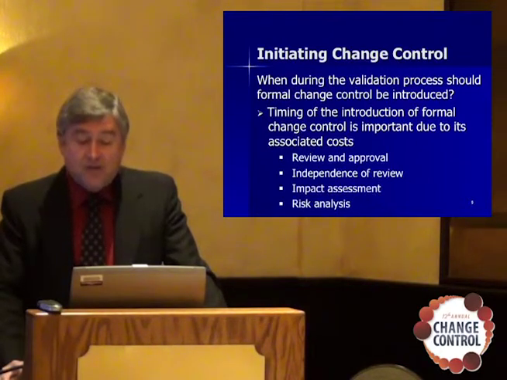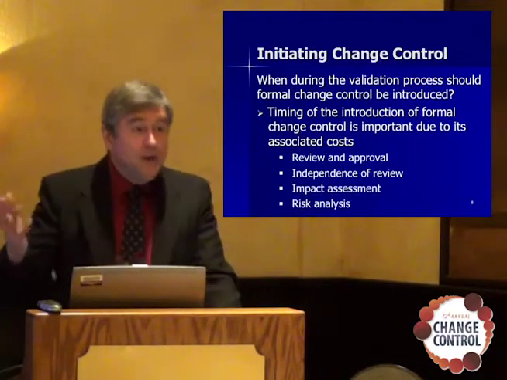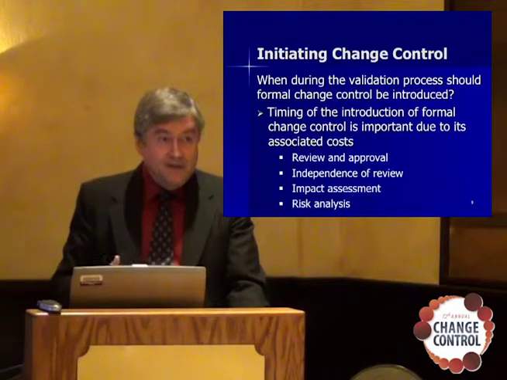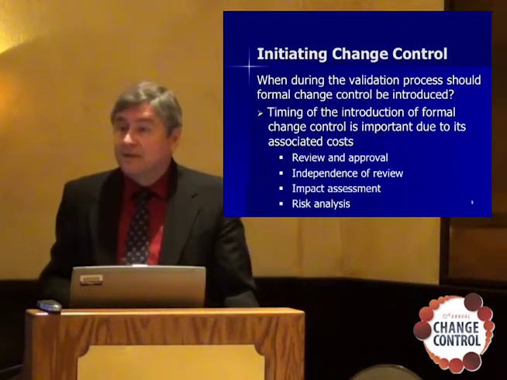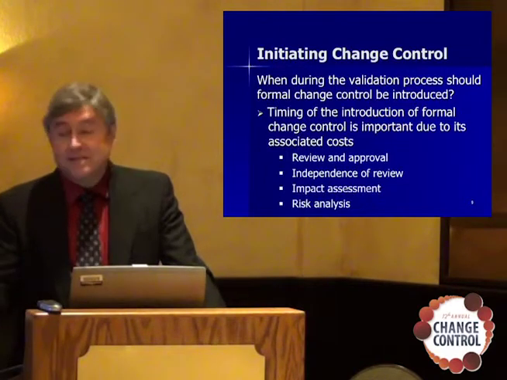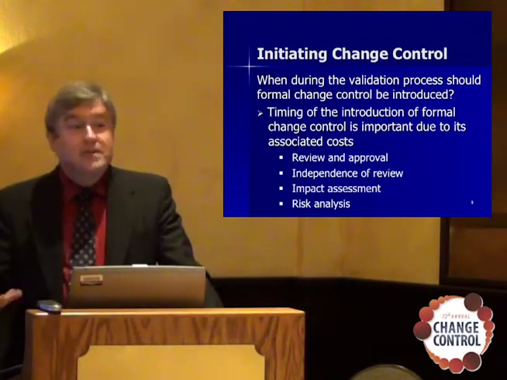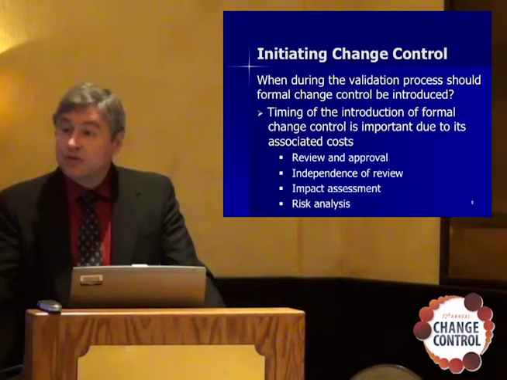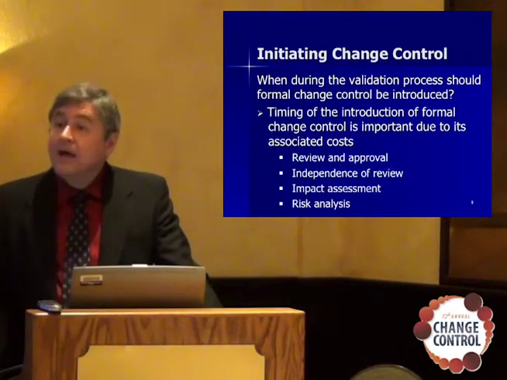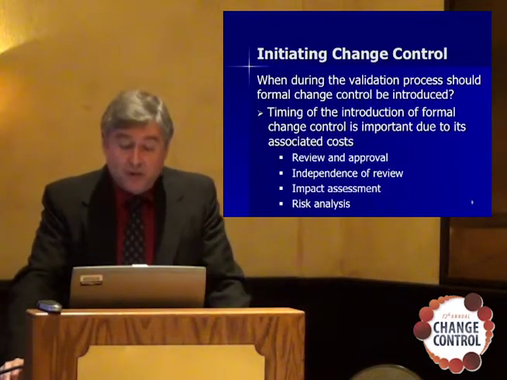Some of the other costs associated with formal change control include independence of review. That's where you have to get your quality assurance unit involved to make sure you have independence of review. And that involves another whole team, another whole organization. You have to work with them. They're now a stakeholder. You need to get their buy-in. You need to make sure that they're going to commit some resources, coordinate with them. There are expenses associated with that.